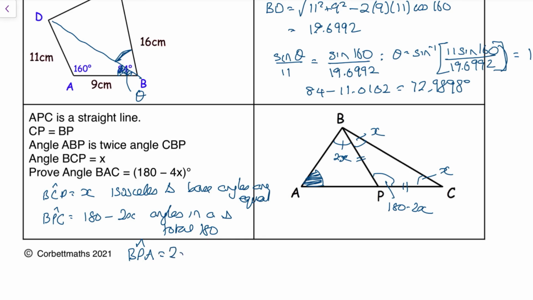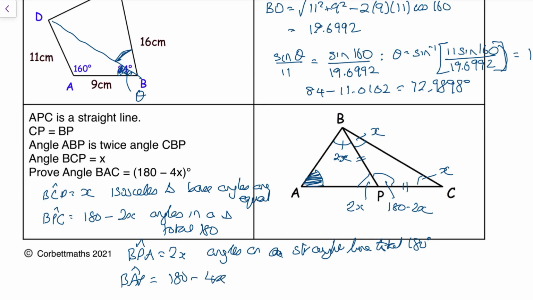So now I know that this angle here is 180 minus 2x, which means that angle BPA is equal to 2x, because angles on a straight line total 180. I said I wouldn't write this one, I'm writing it. And then finally, so I've now said that this is 2x, is that what I said? Yeah, that's 2x. And so therefore angle BAP, which is the one that I want, so BAP is equal to 180 minus 4x, because angles in a triangle total 180.